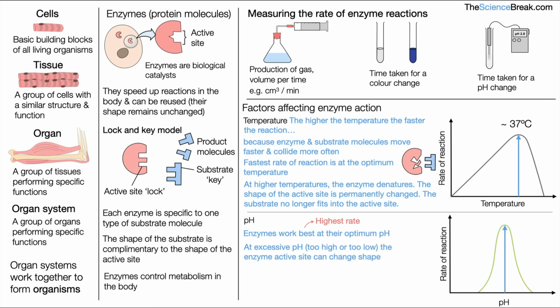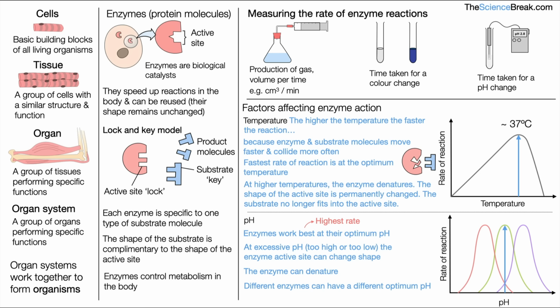At excessive pH, in other words, too high or too low, the enzyme active site can change shape, and again, we say the enzyme can denature at excessive pHs. Different enzymes can have different optimum pHs. So for example, this enzyme here has a lower optimum pH, so works in acid conditions, for example in the stomach. This enzyme has a higher optimum pH, for example enzymes that work in alkaline conditions in the small intestine.